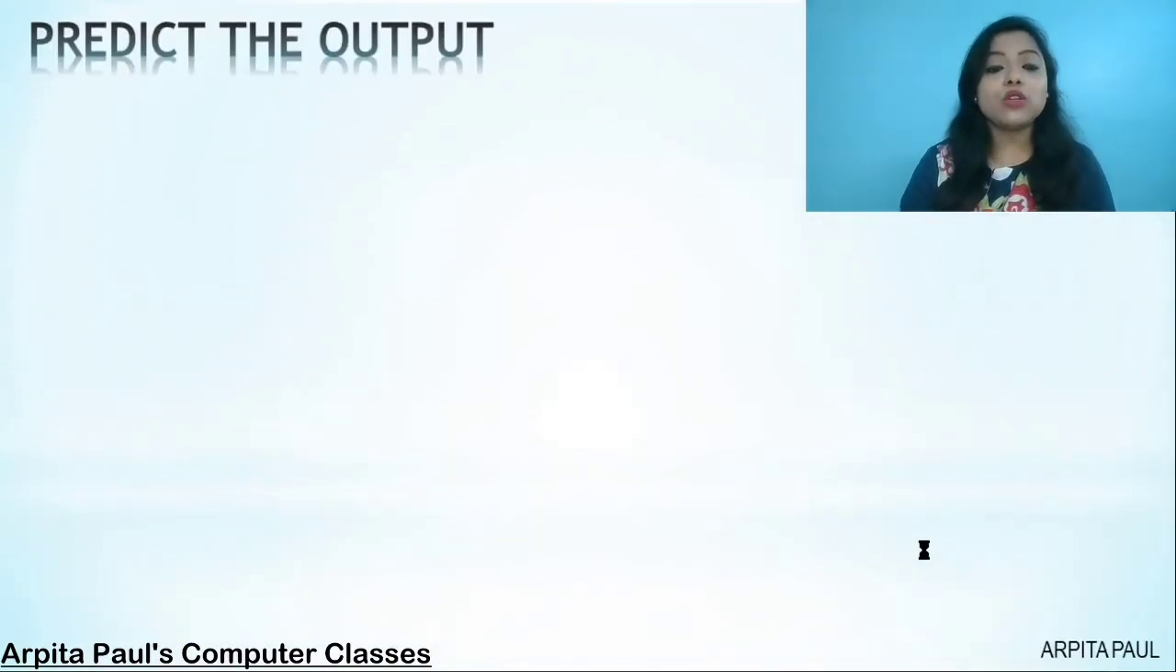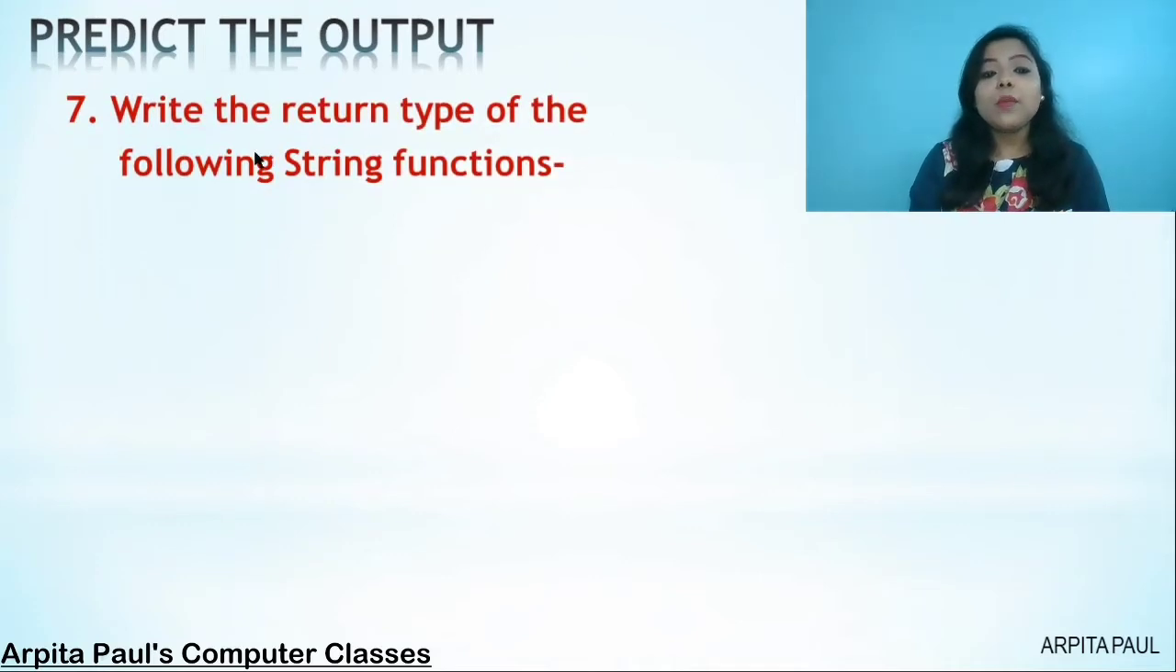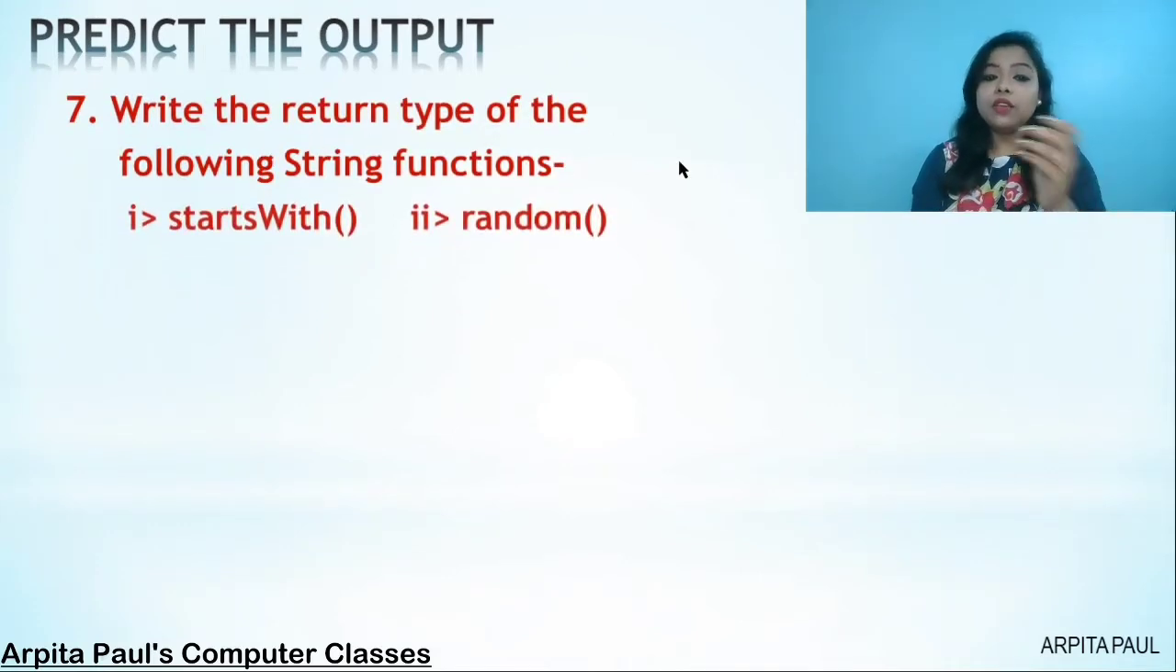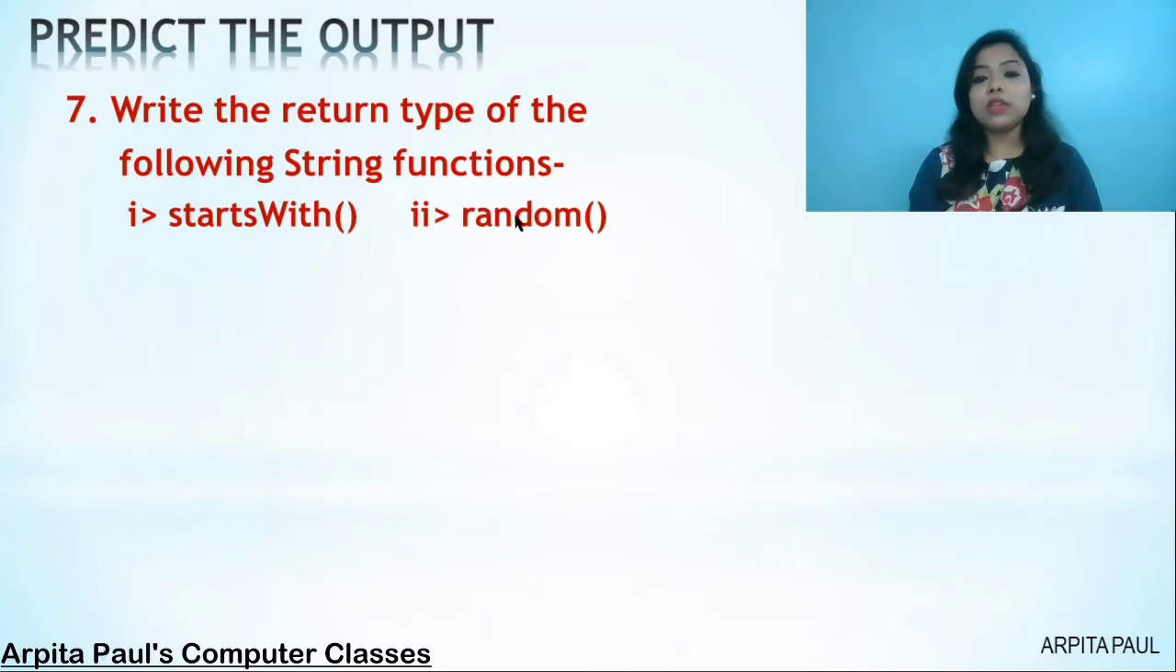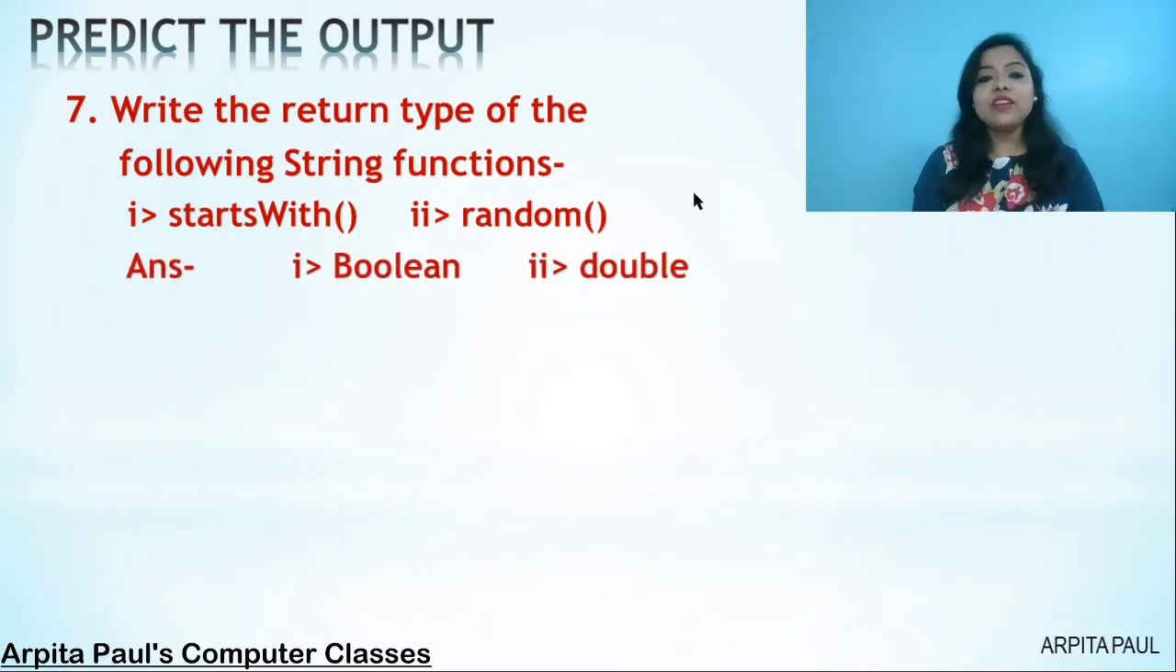Now moving on to the next question, that is write the return type of the following string functions. So here are the functions. The first one is startsWith and the second one is random. The purpose of startsWith is to check whether a specific string starts with a specific character or not. That means it will return true or false. That is why the return type of startsWith is boolean. And for random, it will return a random number starting from 0 and less than 1. So the random value is a double type value, so the return type for random is double.